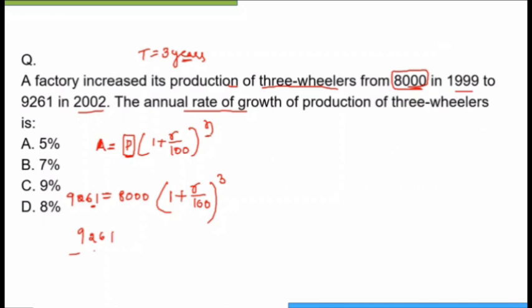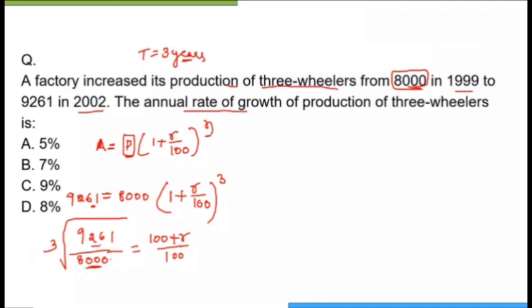9261 by 8000. Observe everybody, 8000, and you need to take this cube root to this side. This is 1 plus R by 100. Okay, observe it. 20 cube is going to be 8000. All of us know that 20 cube, and 9261 is somewhere around that. I need to find out, because percentage is also not there in the decimal values, right? Definitely that would be giving us an exact cube.